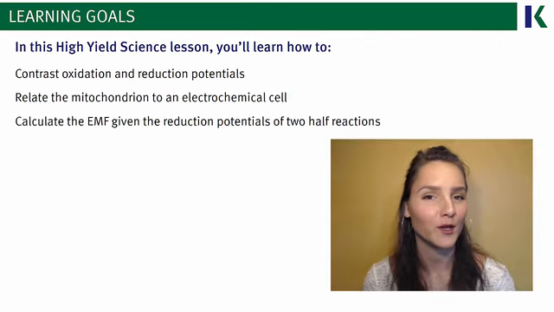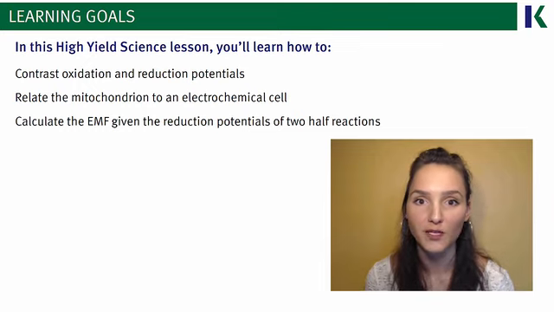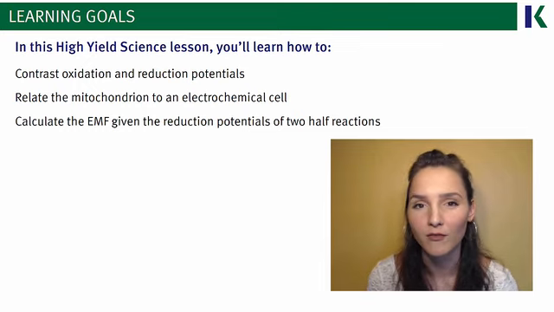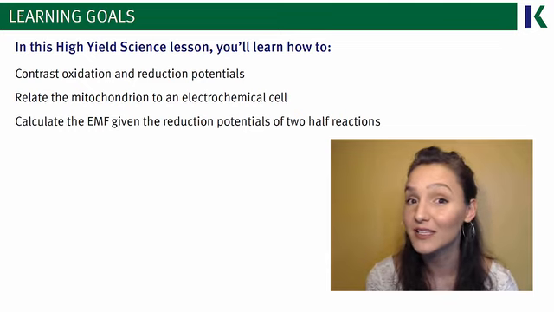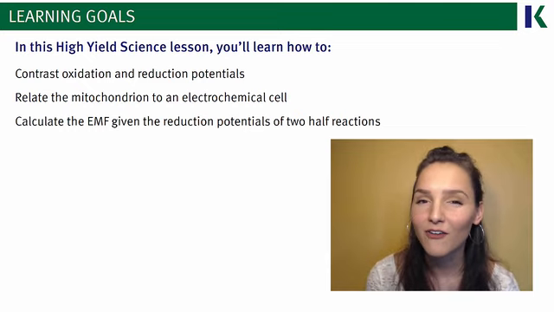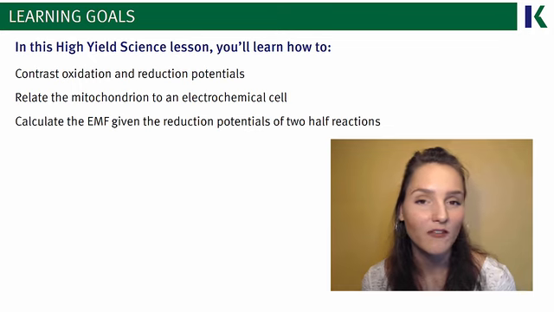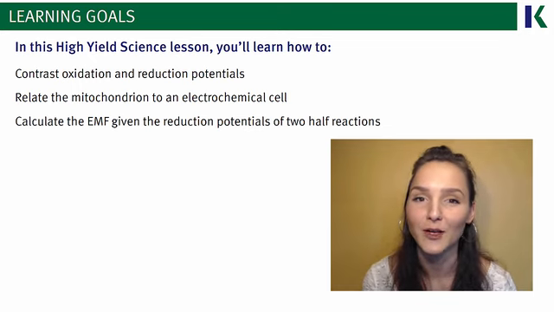Let's recap what we've learned here. We've contrasted oxidation and reduction potentials, which is a really important skill to have. We were also able to relate the mitochondrion to a type of electrochemical cell, specifically a galvanic cell. And finally, we saw how to calculate the EMF of a reaction by using two slightly different equations.